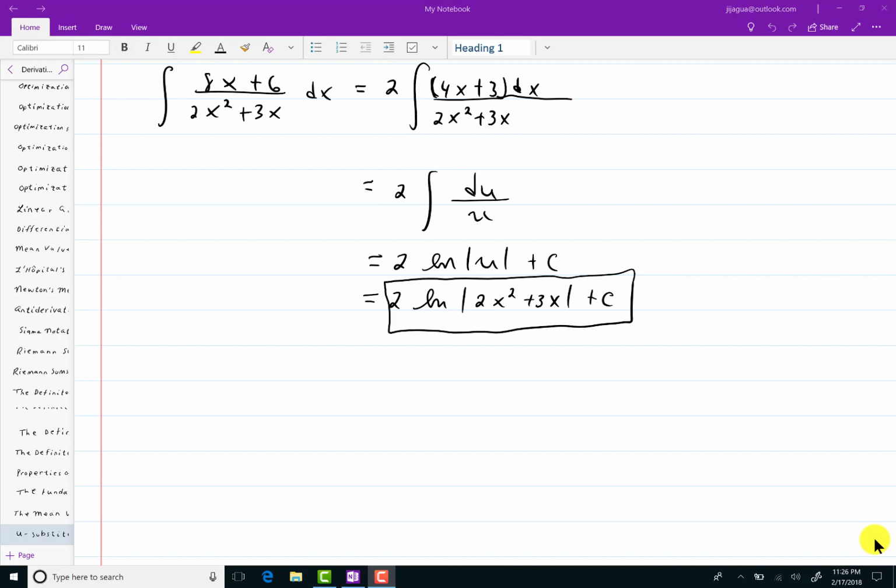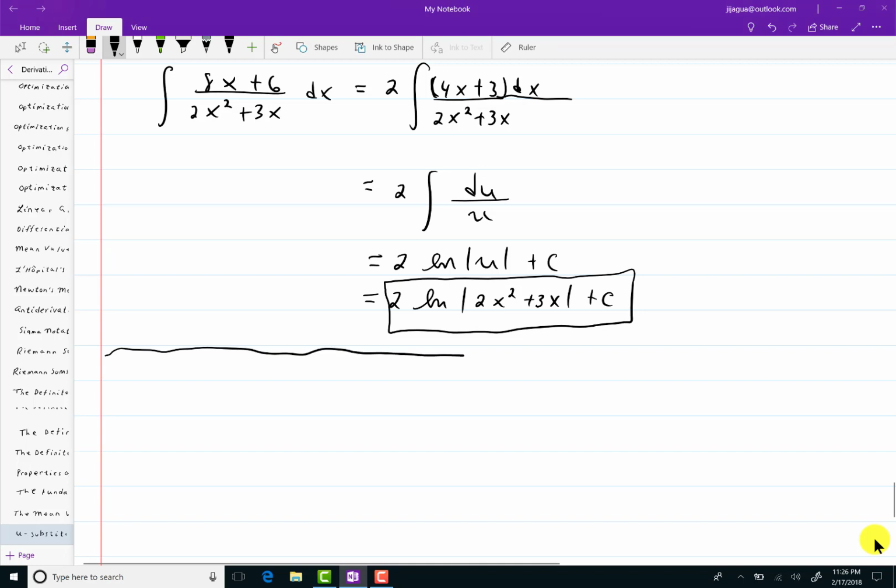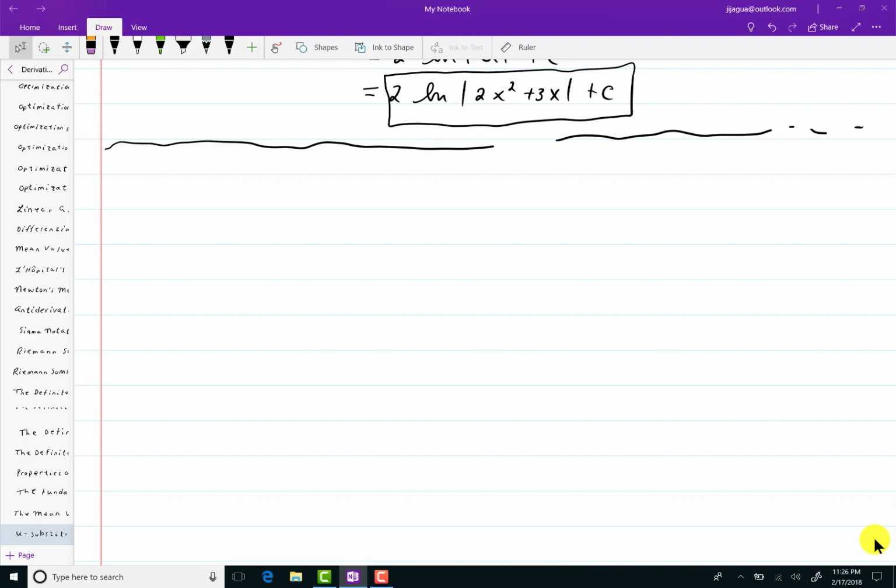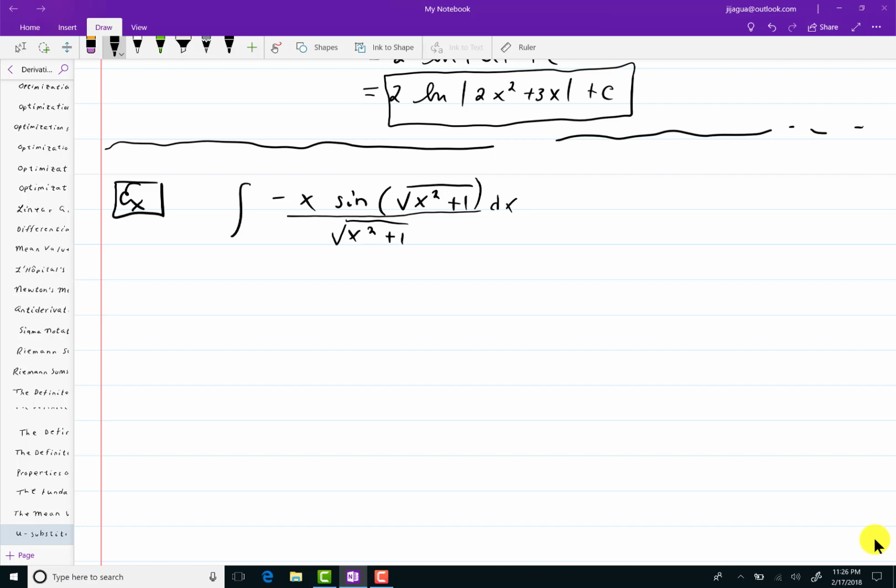Please forgive me, but I almost forgot to do the example that I started the whole lesson on. So let me do that now before I move on to definite integrals. So suppose you were given this integral: negative x sine of the square root of (x squared + 1), that whole quantity divided by the square root of (x squared + 1), dx. Now, here is an interesting thing.